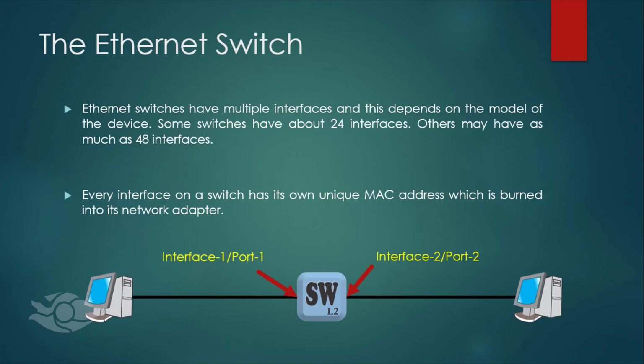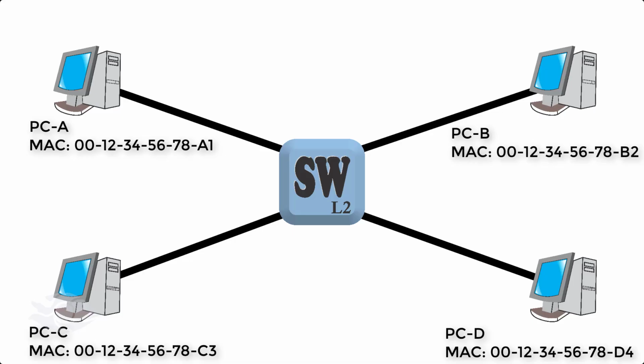Ethernet switches have multiple interfaces to interconnect devices, and this depends on the model of the device. Real-life switches may have about 24 interfaces or less. Others may have as much as 48 interfaces. Every interface on a switch has a unique MAC address, which is burned into its network interface card. Let's talk about how a switch operates.